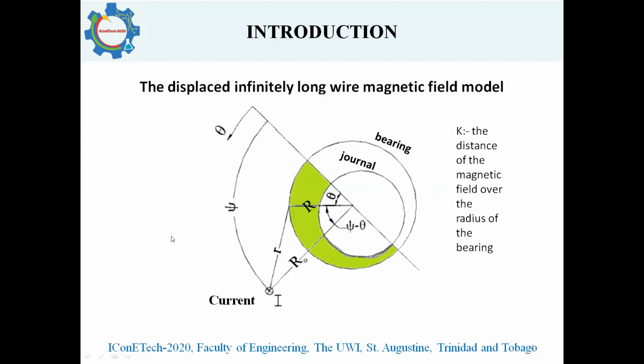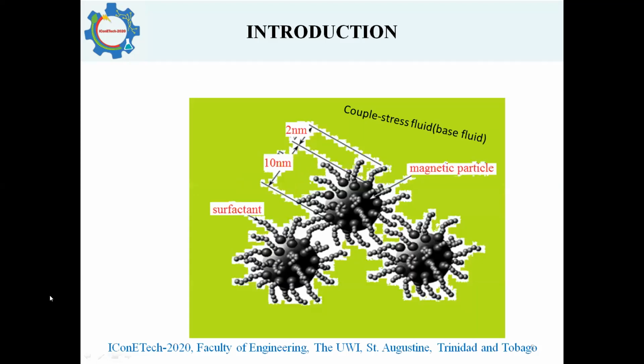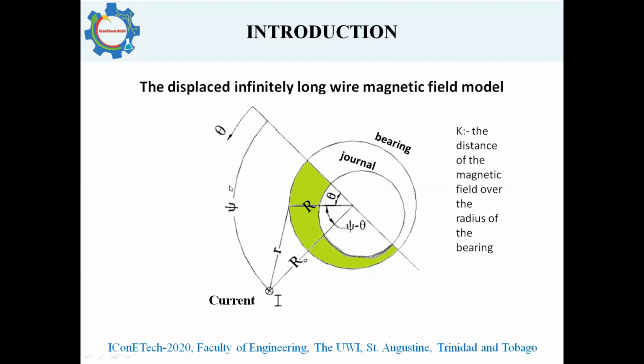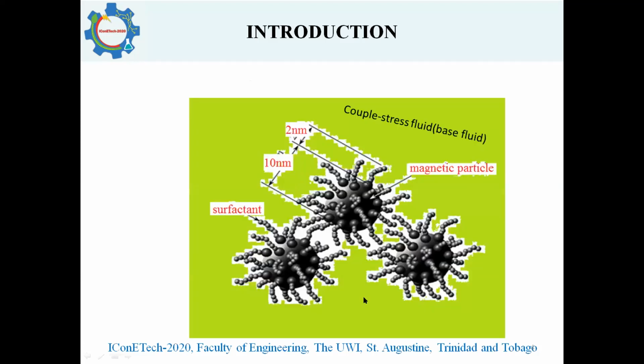Also, we have a displaced wire at a distance r0 from the center of the bearing. When we take that distance divided by the radius of the bearing, we have something called the distance ratio. And this angle formed, according to Tarapu, the optimum angle to place this wire is at 90 degrees. This current carrying wire will be responsible for the magnetic field.